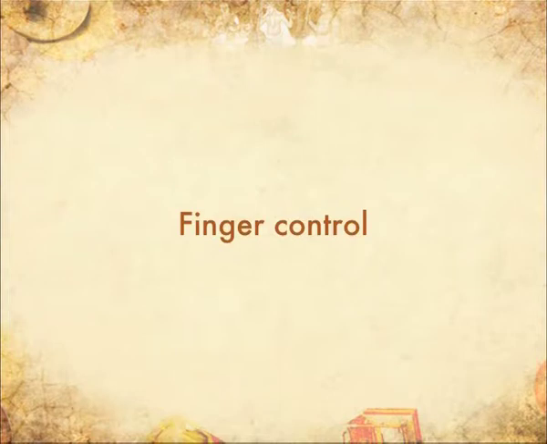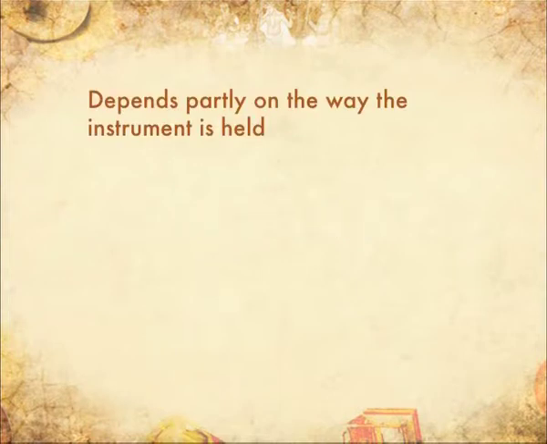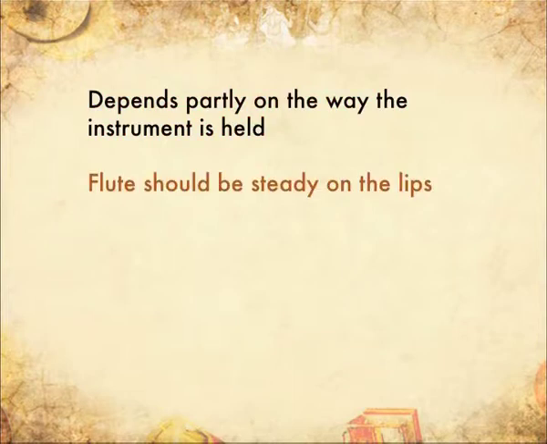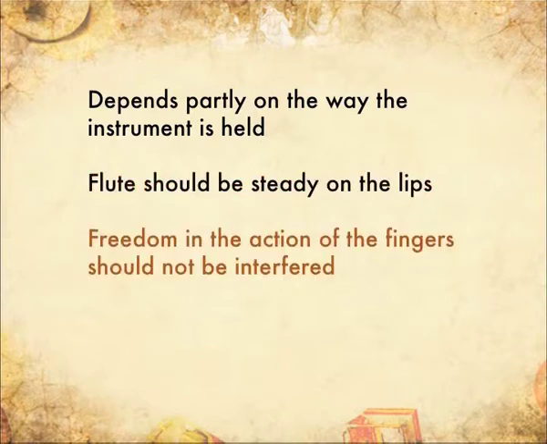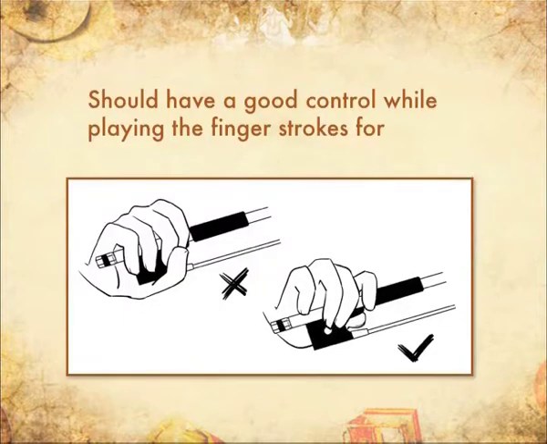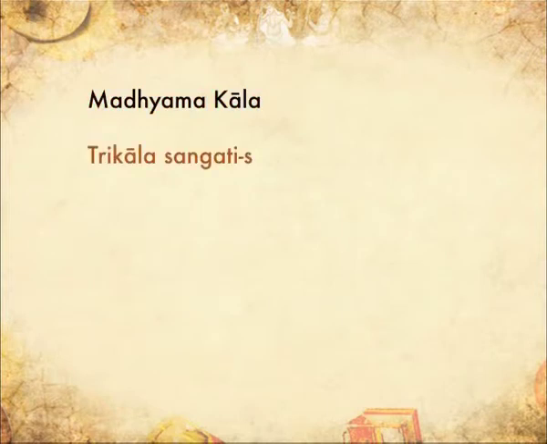Finger control. This depends partly on the way the instrument is held. The flute should be supported in such a way that it is quite steady on the lips and that there is little or no interference with the freedom in the action of the fingers or the thumb of the left hand. The flautist should have a good control while playing the finger strokes for Madhyamakalam and Trikalam Sangatis and cross-fingering techniques.